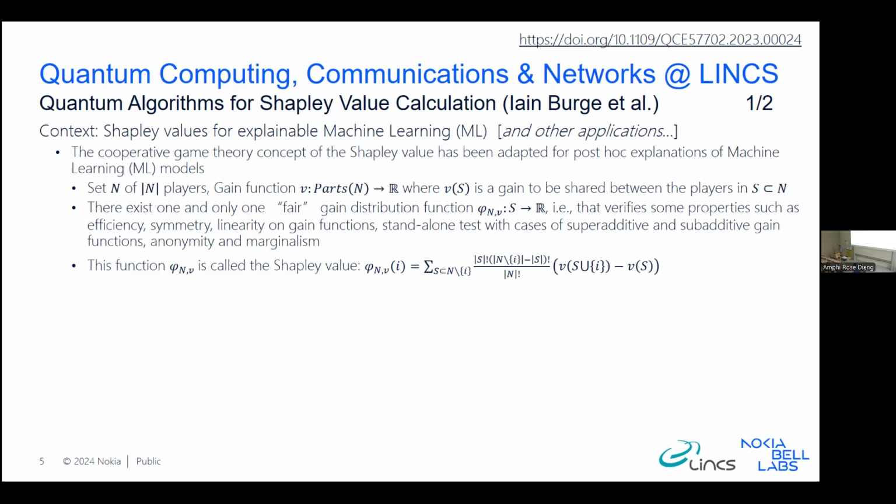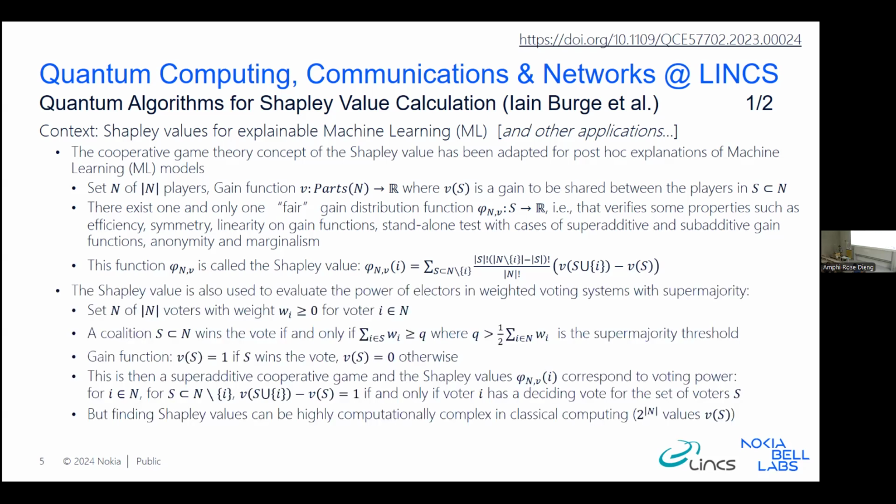There is a way to calculate this Shapley value, but the way it is calculated is a bit complex because you need to go through almost all the subsets of the set of players. So when n is big, it's a bit difficult to calculate it.